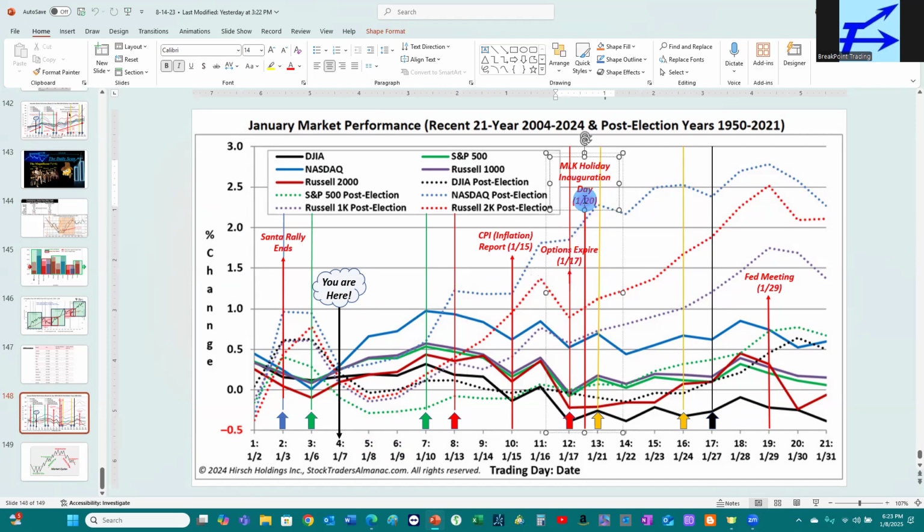Then we have inauguration day, and who knows what's going to happen that day. I'm actually a little nervous about the market in general going into the inauguration, and then the Fed meeting at the end of the month. So lots of reasons to have lots of volatility.